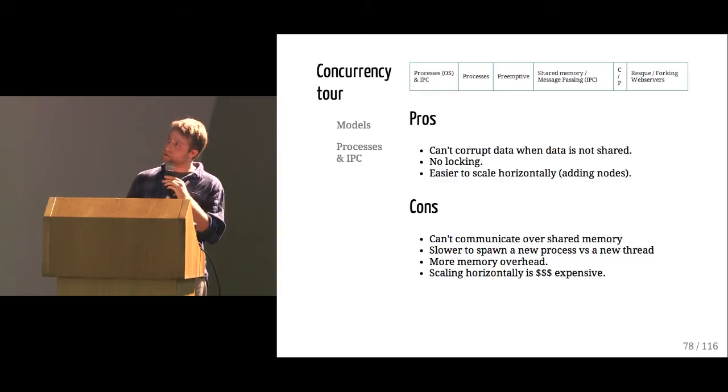So some pros and cons. Again, you don't share any memory, so you can't corrupt it. It's pretty easy, and because you have this advantage, you don't have to deal with locking, so you don't have any of the problems with locking. And the biggest advantage with this is that you can scale it horizontally, right? You can just add boxes and boxes and more computers and just spawn off more processes and you're good to go, right?